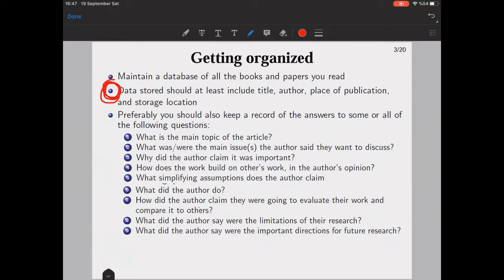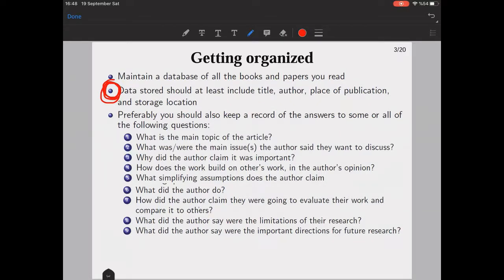This is the most basic thing. Preferably, and I strongly suggest this, you should also keep a record of the answers to some or all of the following questions, if possible all of them, for each paper you read that is interesting for your area. There is a possibility that you will use them later. Mark my word, it will be very helpful while you're writing your thesis report, or if you're trying to get your work published, you can use them in your paper as well.